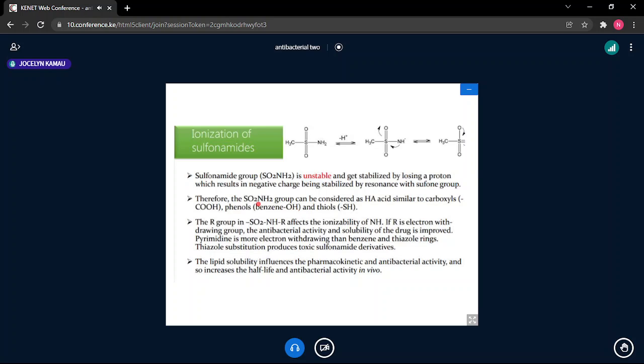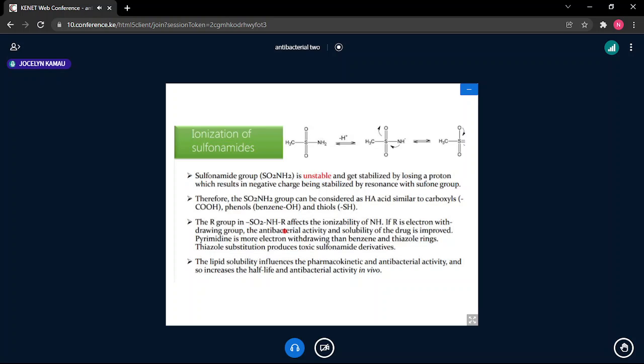We can extend that, whereby this can carry a negative charge, or even this other one can carry a negative charge. Therefore, the sulfonamide group can be considered as a weak HA acid, whereby the hydrogen is this hydrogen here, and the rest of the molecule is the A. That is the A, which is what forms the ion. The hydrogen is what we have lost. It is similar to other acids like the carboxylic acids, where the carboxylate ion is the A and the hydrogen is still the H, and also phenols and thiols.